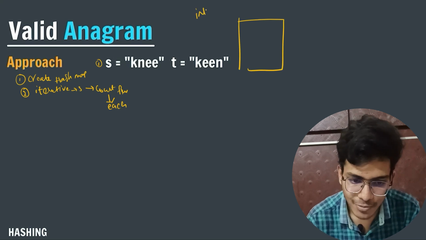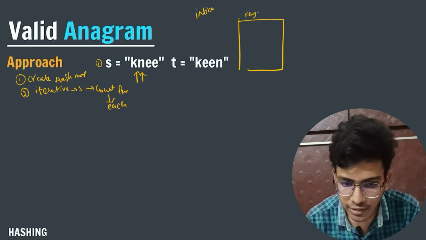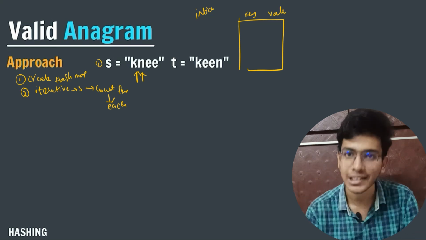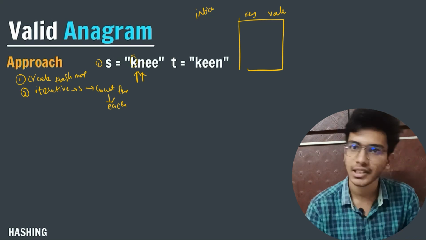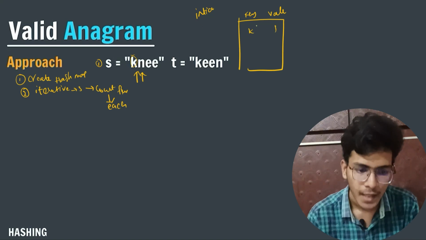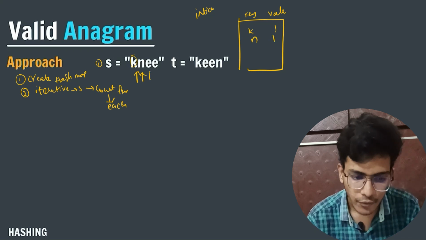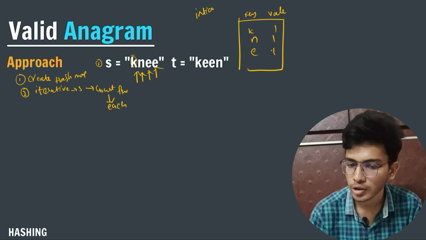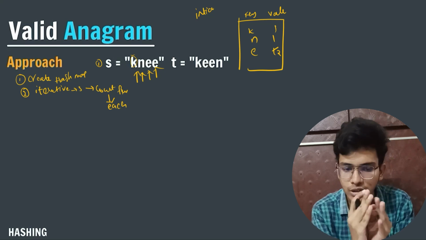Initially my hash map is empty. Now I will iterate through each and every index. On the key side I will store characters, on the value side I will store their occurrence. First of all I will come to k. K is not present in my hash map, so I will add k and its occurrence is 1. After that I will add n, its occurrence is 1. After that I will come to e and its occurrence is 1. After that the next element is also e, so I will update its occurrence to 2.